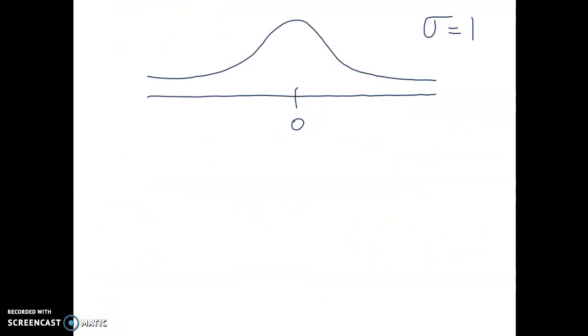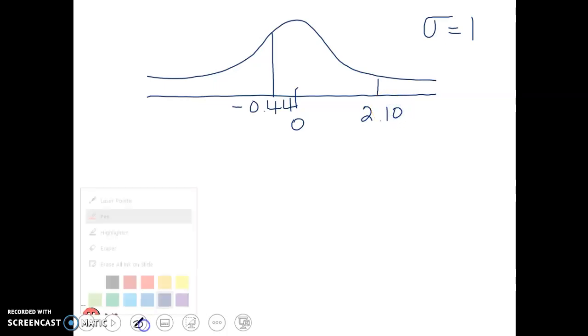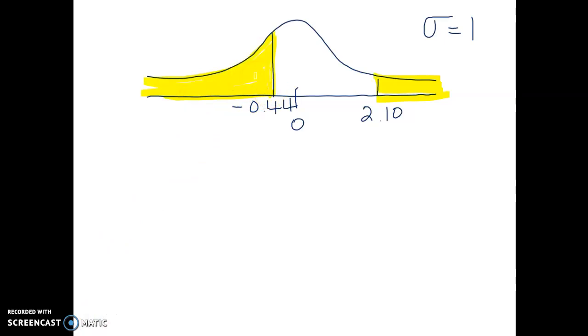Okay, so I've drawn the standard normal curve. We want to know the area that's outside the boundaries, negative 0.44 and 2.10. So we want to find the area on the outside, so the area to the left of negative 0.44 and the area to the right of 2.10.